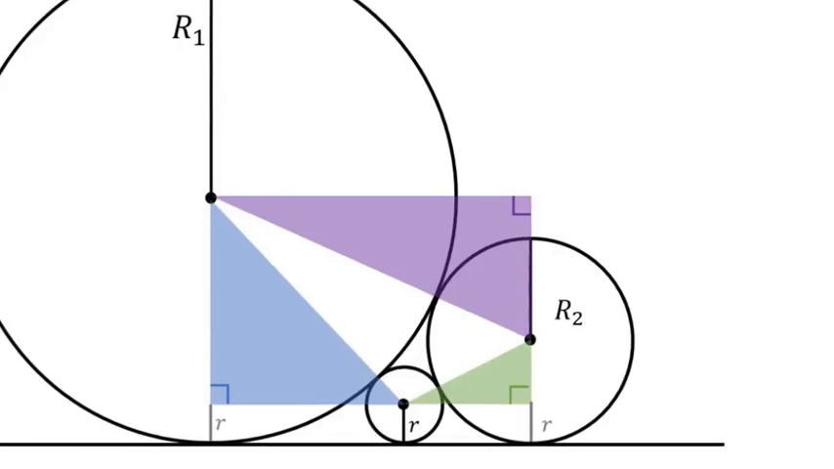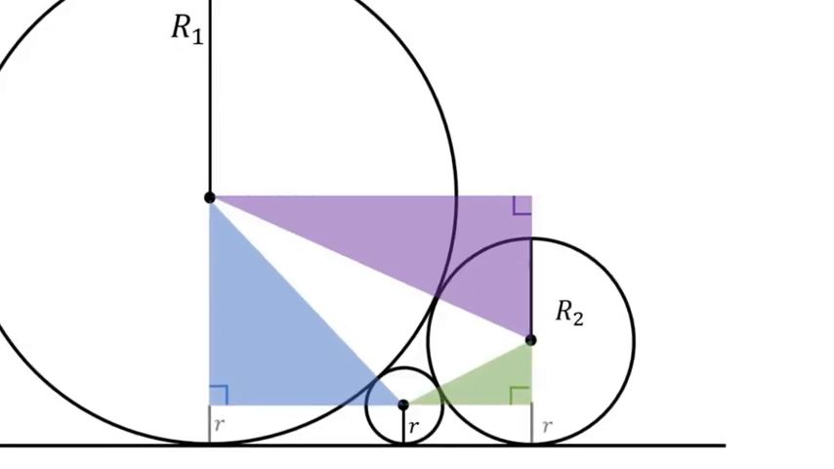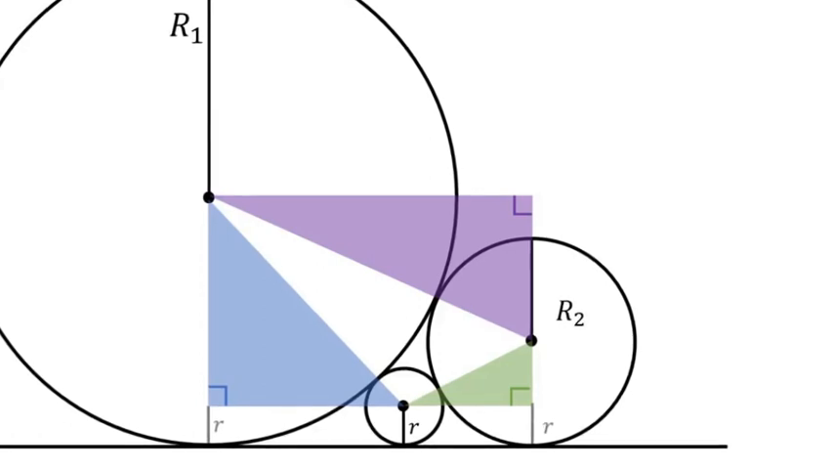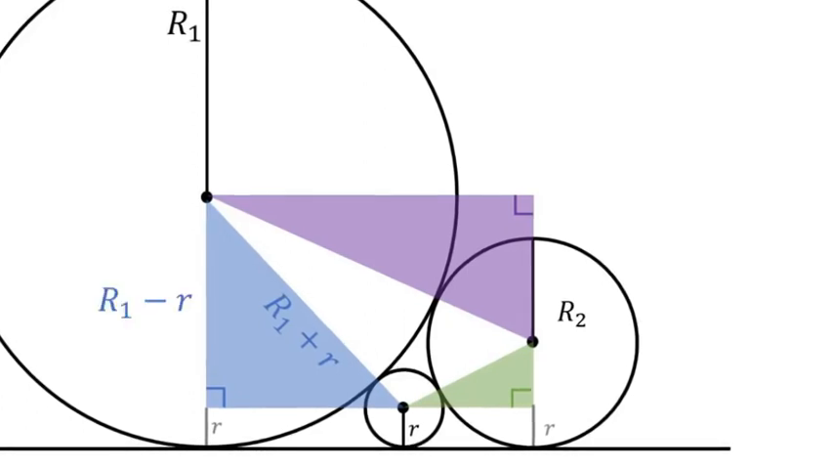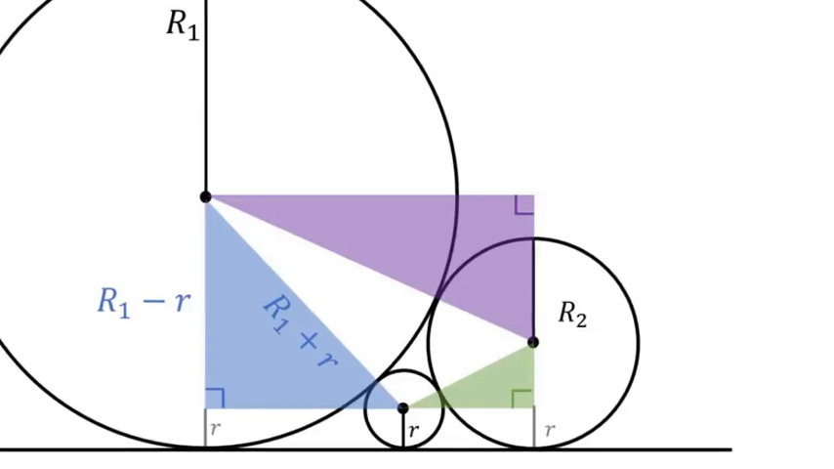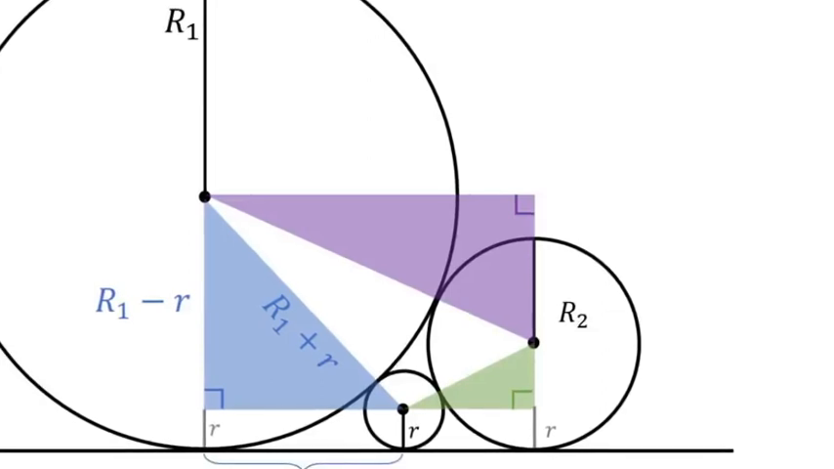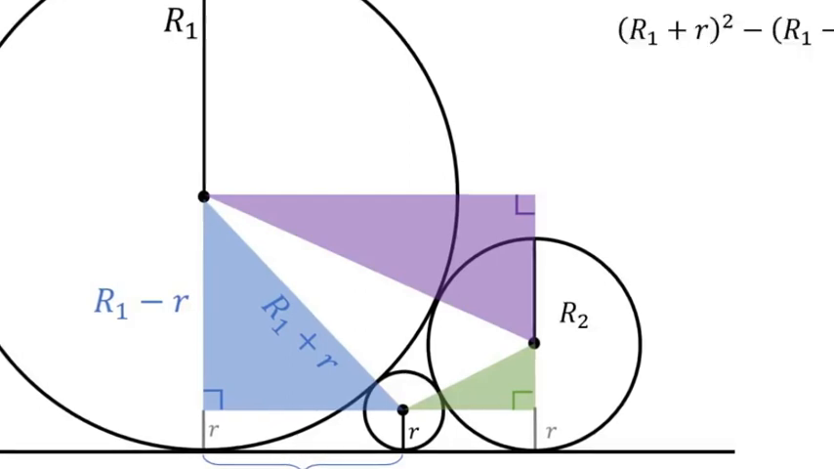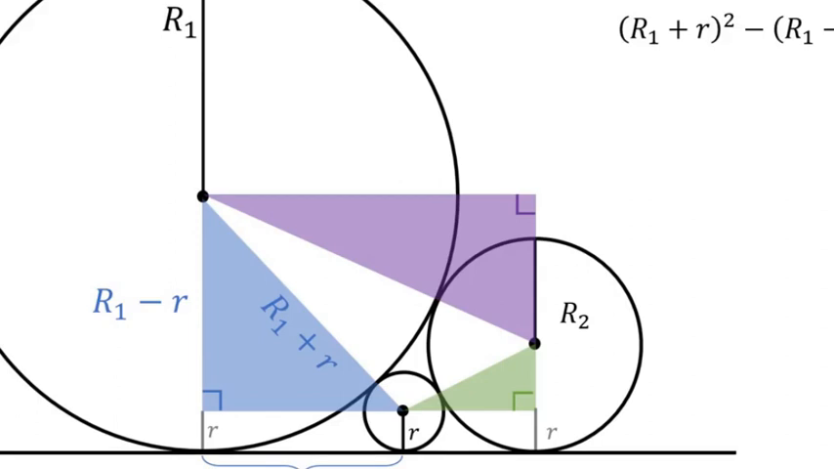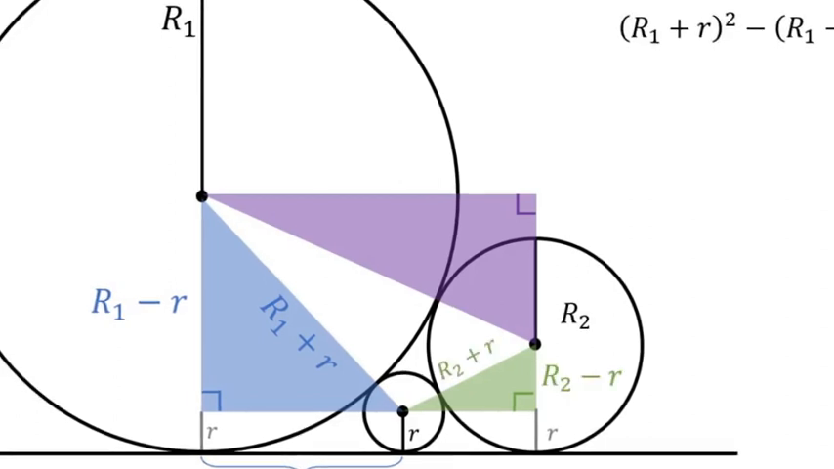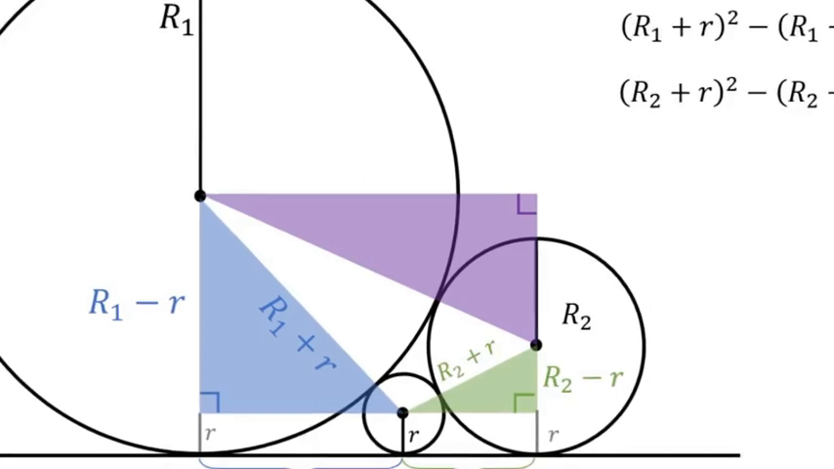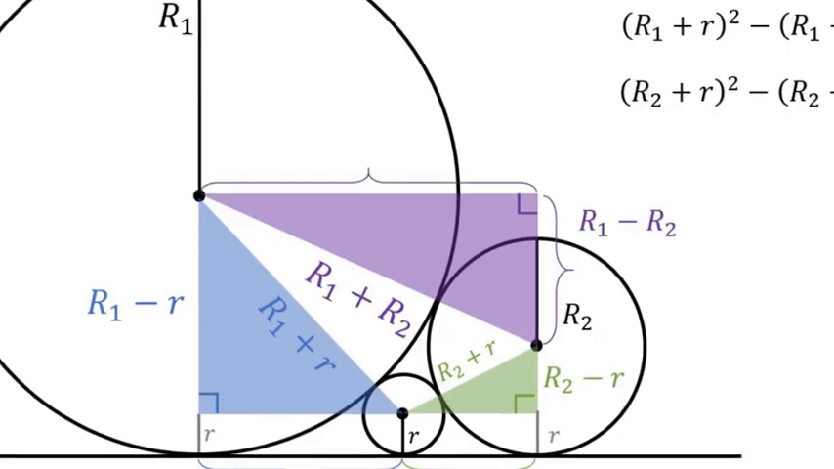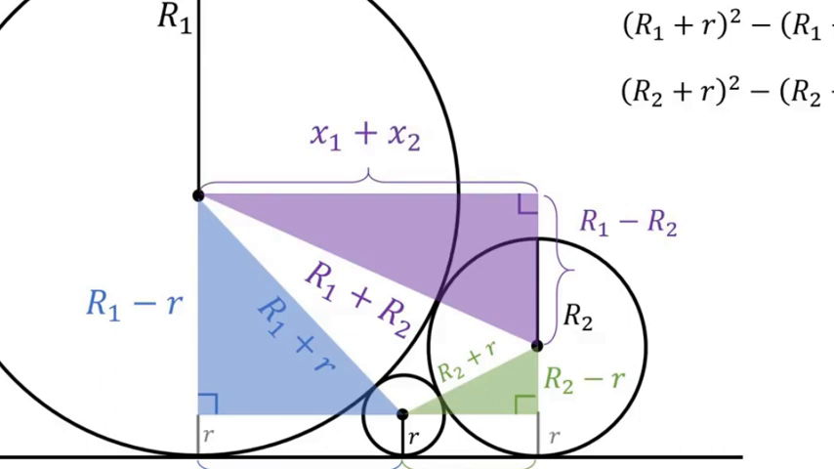We still have the following 3 triangles, and we can figure out the lengths of each of these sides as we just did before. The hypotenuse of each triangle will be the sum of the 2 radii. One leg will be the difference of the radii, and we can solve for the other leg using the Pythagorean theorem. In this case, we'll just label it as x1, and we could set up the following equation using the Pythagorean theorem. We'll do the same thing for the green triangle. We have x2 expressed using the Pythagorean theorem. And now, in this third triangle, which is in purple, we can solve for this leg as the sum of x1 plus x2, and we can also use the Pythagorean theorem.